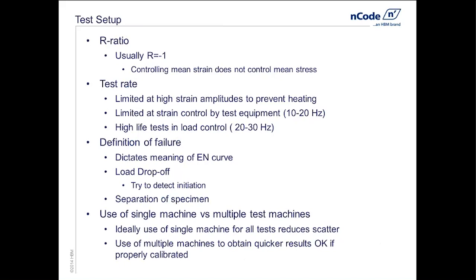At the higher load tests, even if I were to run at a different mean strain value, the mean stresses will start to move towards 0. So there's no control of the mean stress by mean strain. So almost invariably, we're going to be running with a 0 mean strain, R = -1.